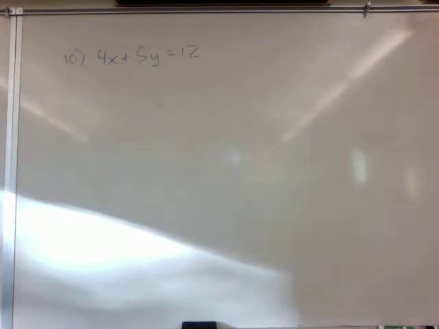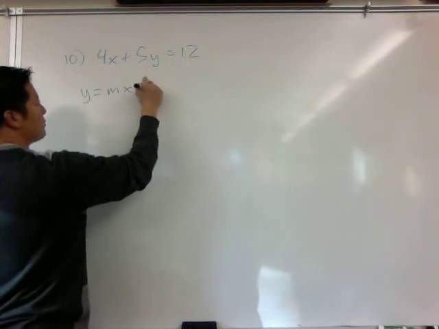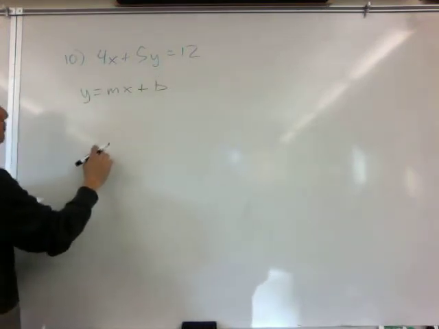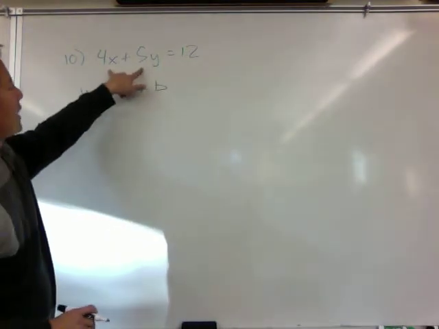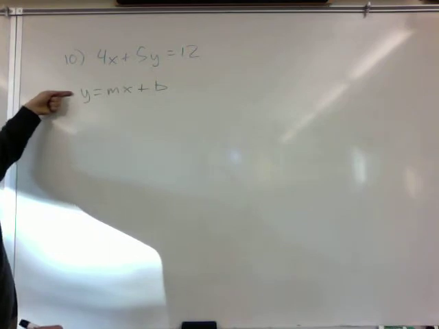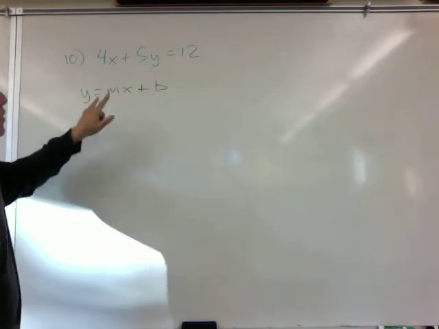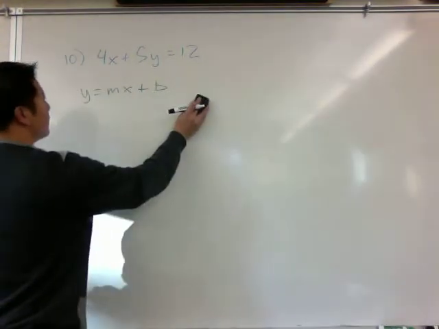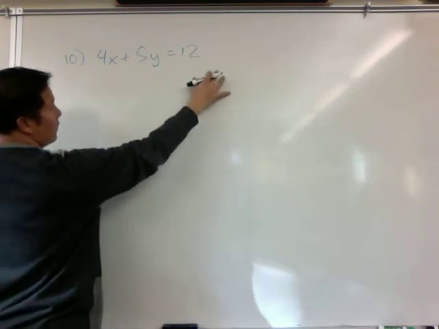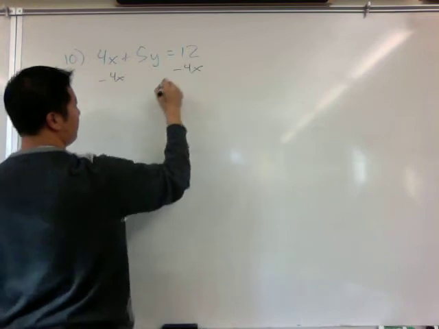algebraically. So first, we want to get it into this form, y equals mx plus b. M is the slope, b is the y-intercept. But right now we have both the x term and the y term on the left-hand side, whereas in the slope-intercept form, you'll notice the y is on the left-hand side, and the x term is on the right-hand side. So that's the first thing we want to do, is to get the x term over on the right-hand side. So let's subtract 4x from both sides.